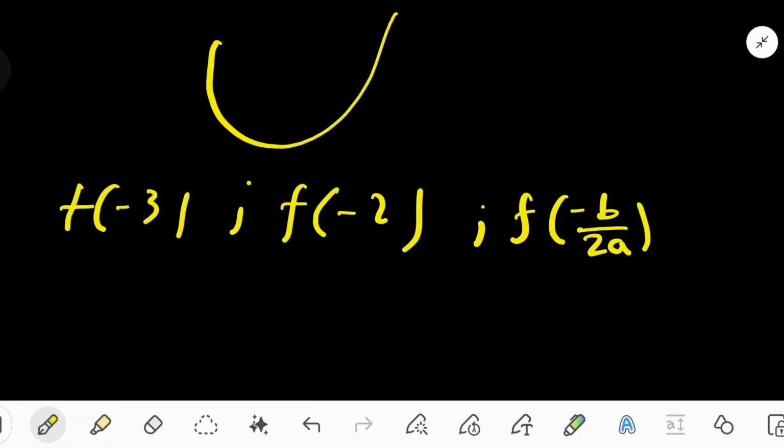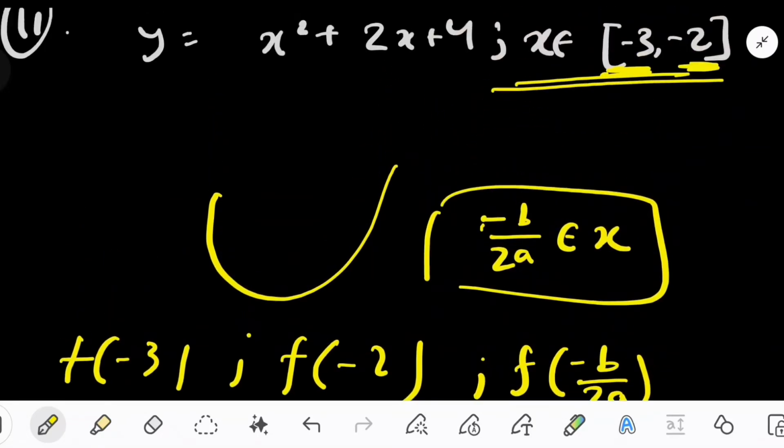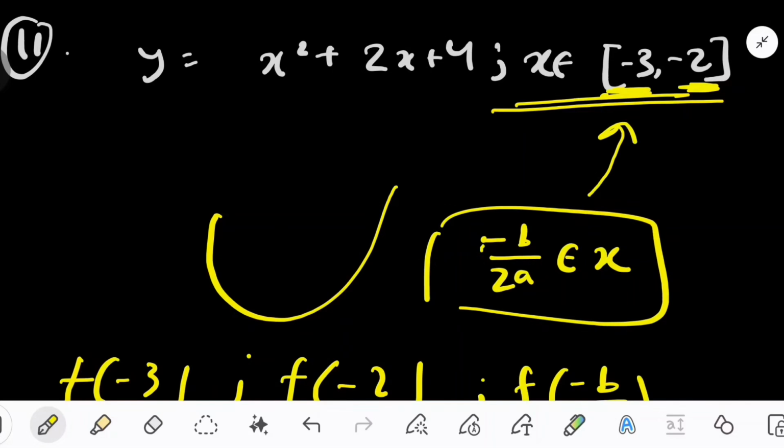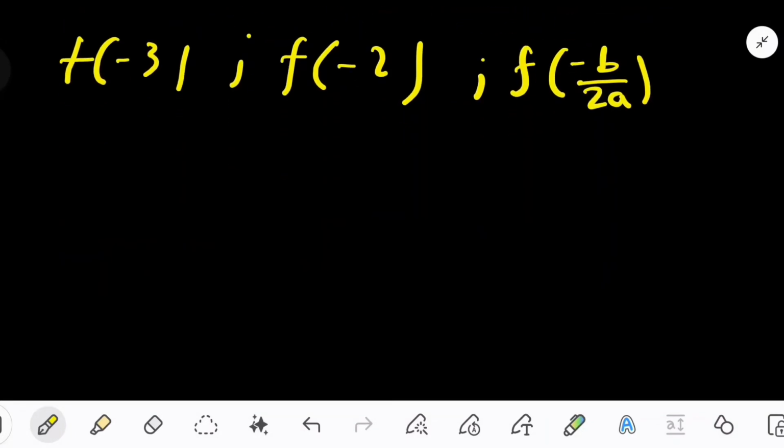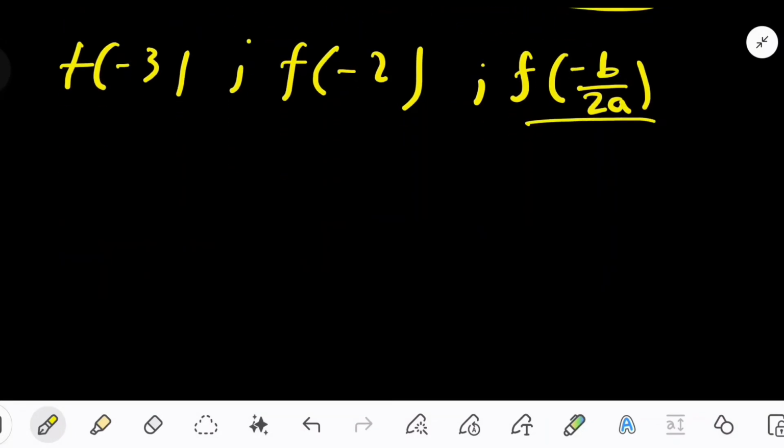Provided that negative b by 2a is belonging to x. We need to check for this statement. So first of all, let's check for negative b by 2a. So negative b by 2a will be negative 2 by 2 times 1, which is negative 1. So of course it is not belonging to this domain. So of course we don't need to check this one now.